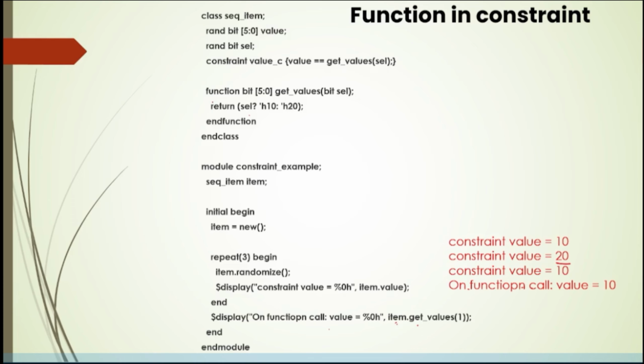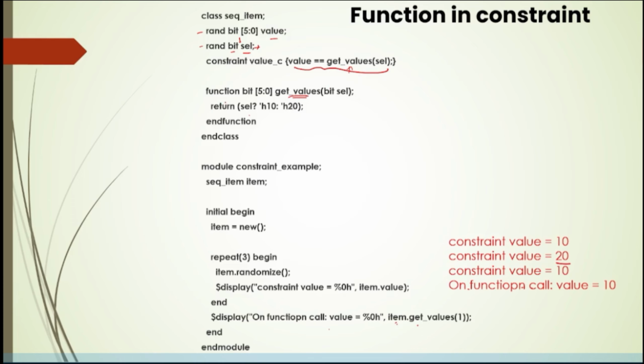So if you see the example here, this is my class which has two properties, value and select. This select is of type bit, so it will have only two values since it is scalar. So if you see here, constraint value, what is my limitation here, what is my constraint here, value equal to get values of select. This get values of select is nothing but the function. So I'm just writing the function within my constraint.